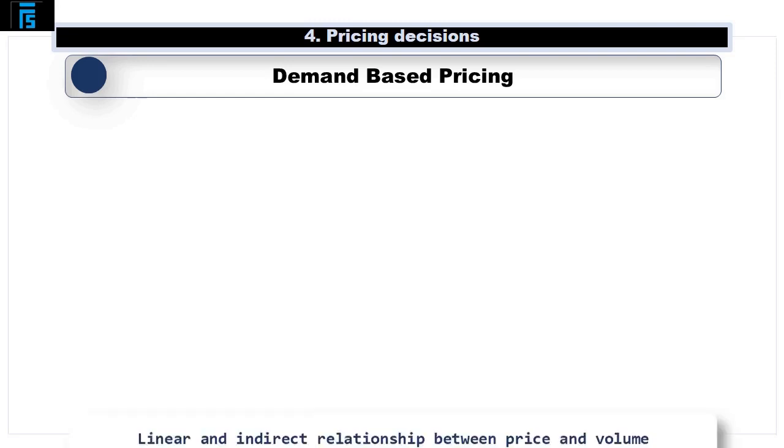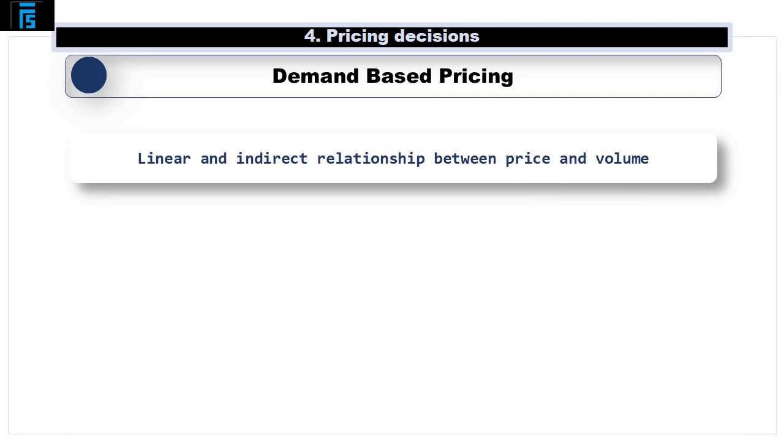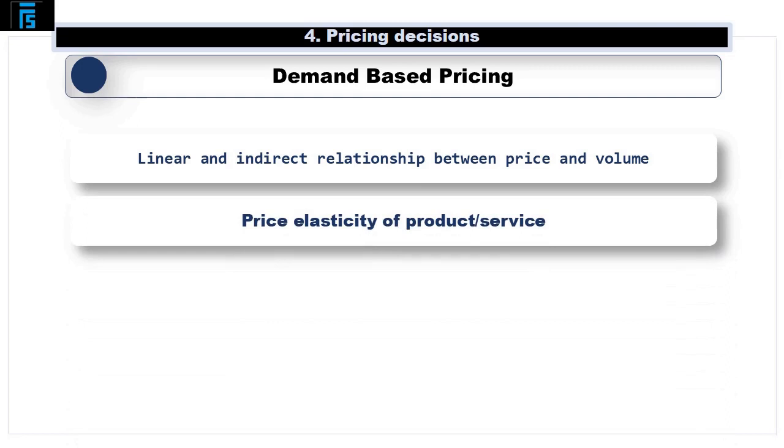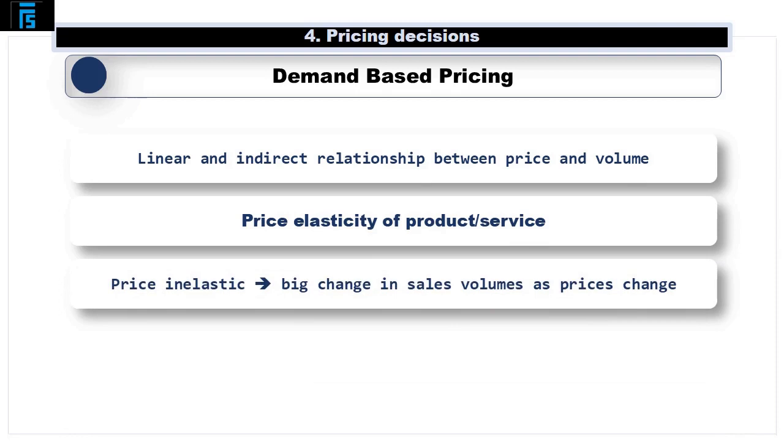It is assumed that there is a linear relationship between price and volume. As prices rise, sales volumes drop, and as prices drop, sales volumes rise. How the volume is affected depends on the price elasticity of the product or service. A product that is more price elastic will show a big change in sales volumes as prices change. Think of luxury holidays and designer clothes.